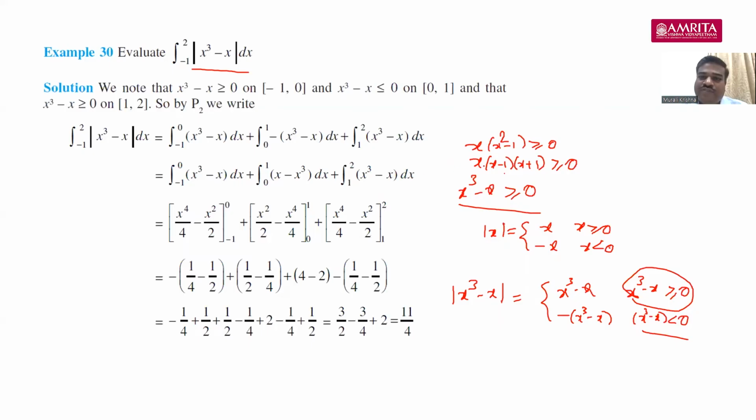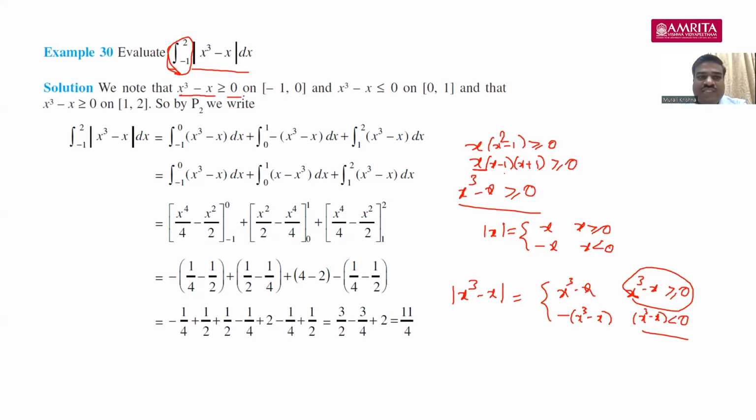So if x is a positive number, in our interval of integration, from -1 to 2, the positive numbers are from 0 to 2 and the negative numbers are from -1 to 0. So in those zones, what is the nature of f of x? If you see, you can understand very clearly.